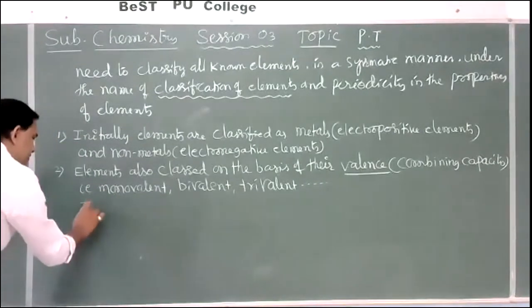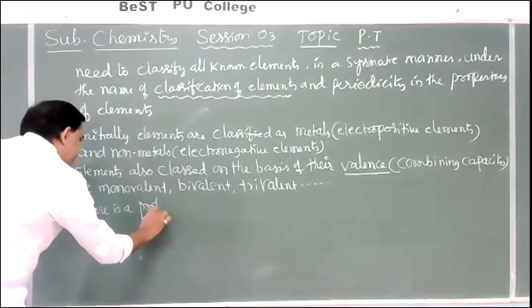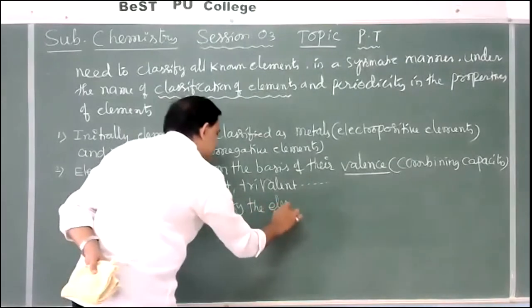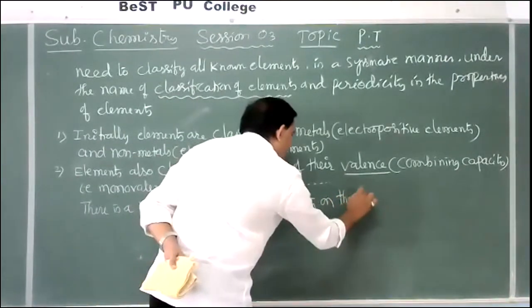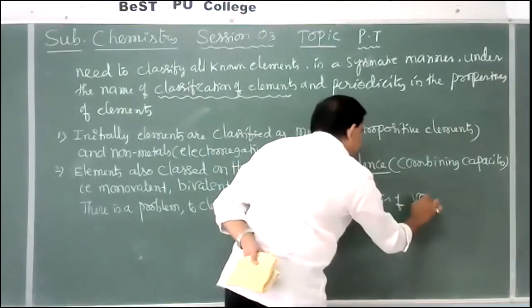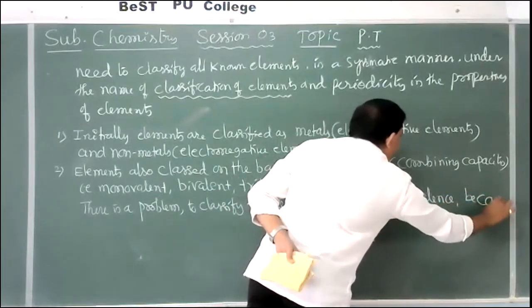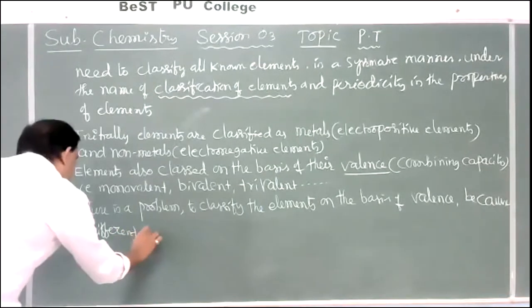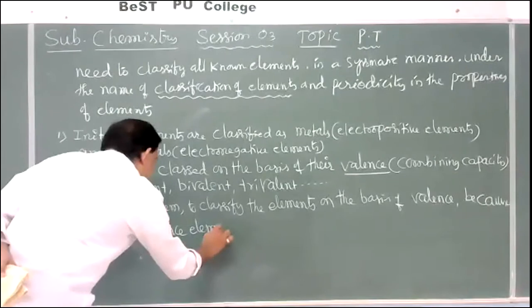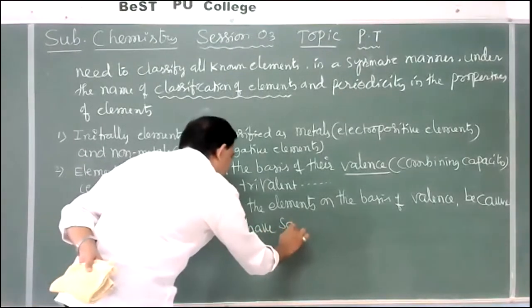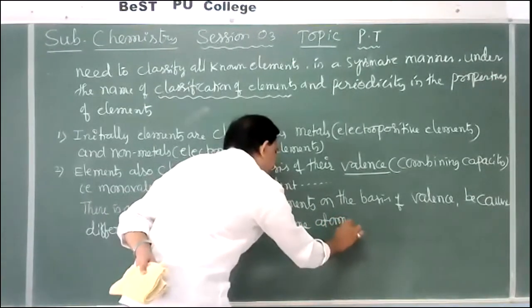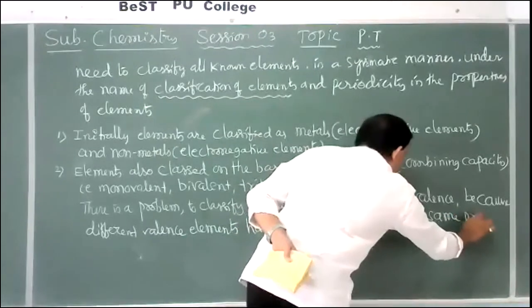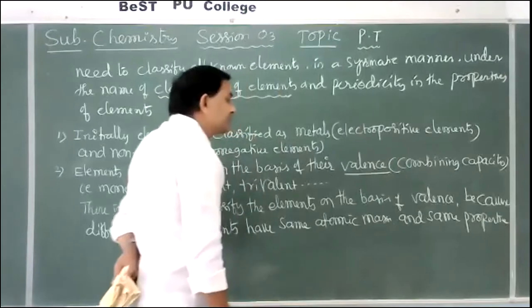So there is a problem in classifying the elements on the basis of valency, because elements of different valency have the same atomic mass and the same properties. Hence it was rejected.